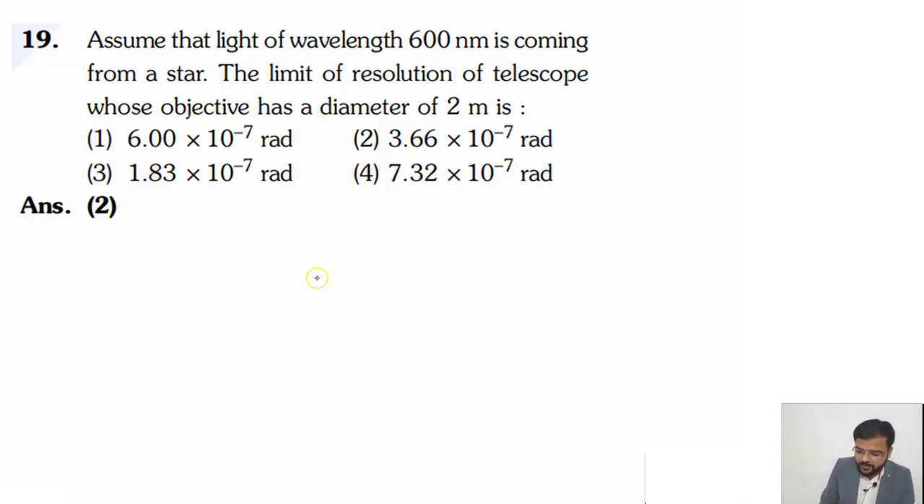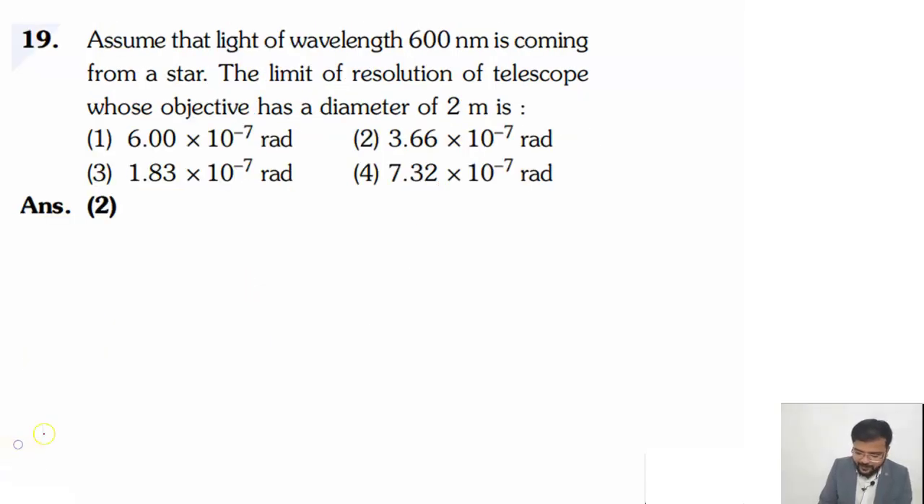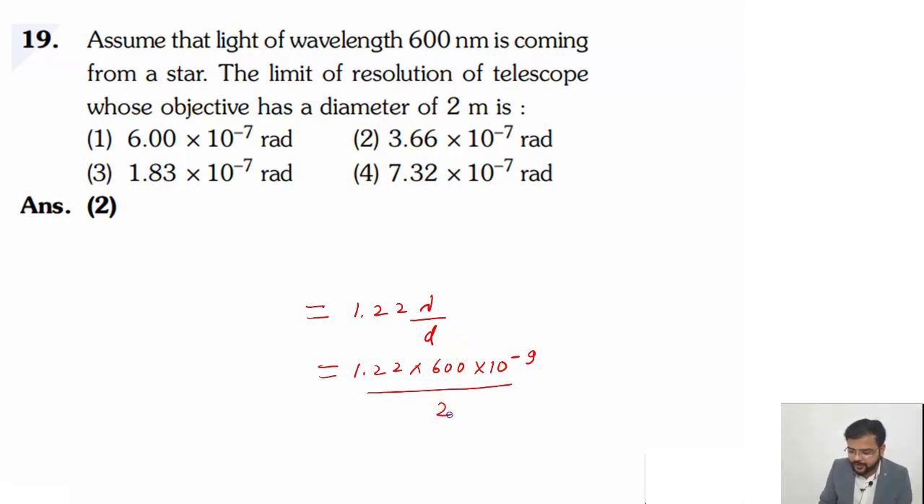And what is the formula? Resolution formula is what? See, I am writing here. Resolution formula is 1.22 lambda by d. Lambda value is 600 into 10 raised to minus 9, divided by d. D is 2 meter. So after solving this, you will get option number 2. Just solve these values and you will get your answer.